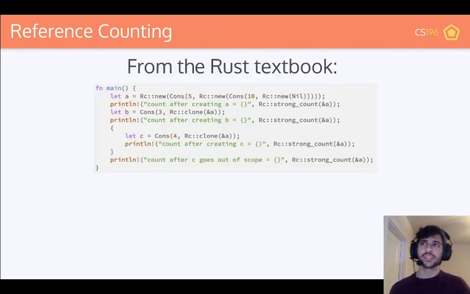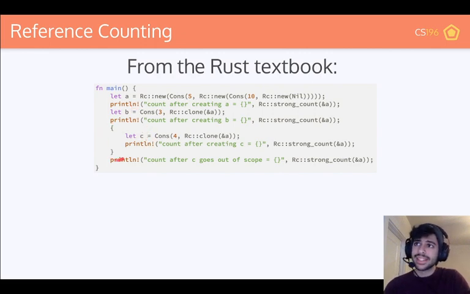So from the Rust textbook, I don't want you to get too confused with the crazy syntax that's going on here. Really, the most important part of this slide is how the pointer keeps track of the amount of people that are owning the value. So let's take a look at this. We have the count after creating A. And so we'll print out after creating this variable B. We'll print it out after creating this variable C.